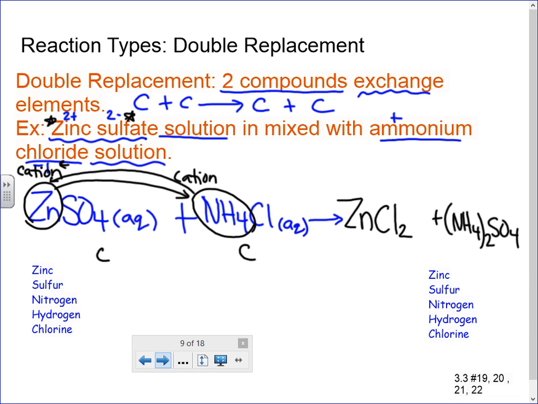Now for the states. I had solutions at the beginning, so I should check, can my final substances be solutions also? Using the solubility table, I will find that both of those substances are soluble. And so I would put AQ as the state for both of them. Now my last step is to balance. For some reason I decided not to write oxygen here, so I'll add it.